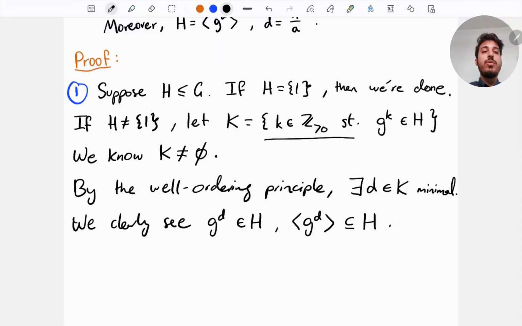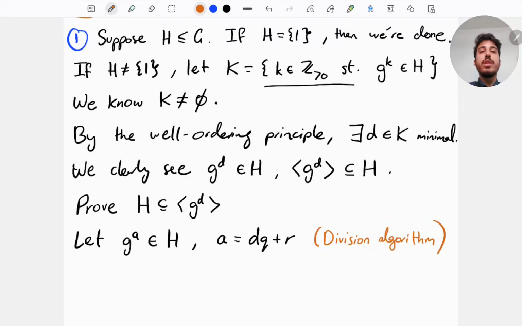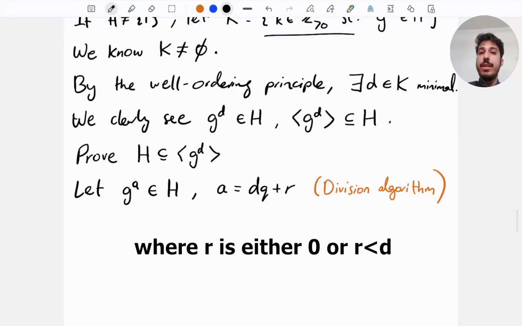Okay, so we want to prove that any element in H now is a subset of the group generated by g to the d. So let g to the a be in H for some a that we don't know of. a is equal to dq plus r. This is another technique in proving things. This is called the division algorithm. The division algorithm states that any number can be written as d times q plus a remainder r. And we've seen this in elementary school. We're just applying it here.